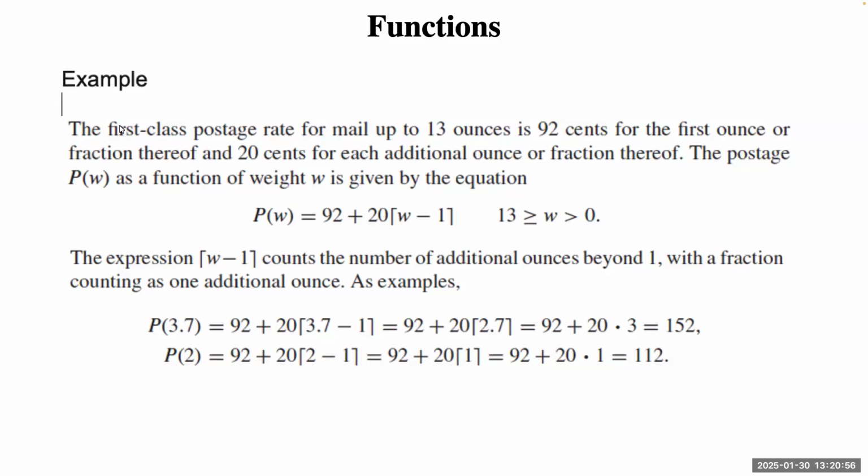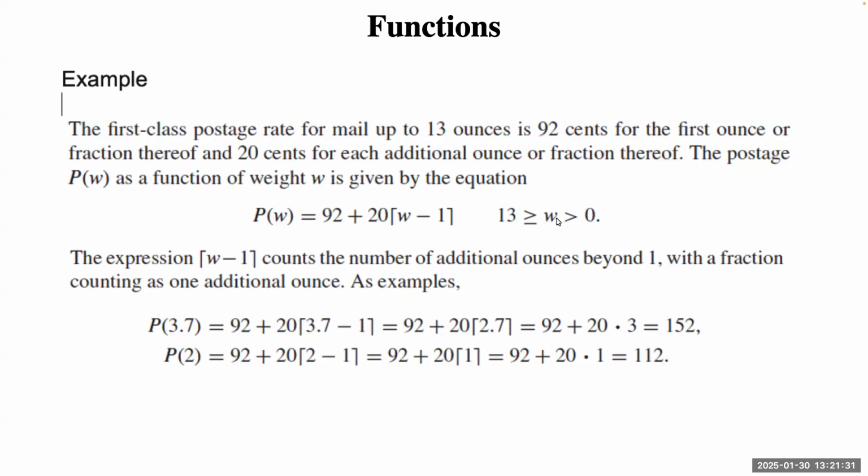Good. So here you have up to 13 ounces. This is 92 cents for the first ounce plus additional. So you have 92 cents plus 20 cents for each additional ounce. But you don't want to multiply the 20 cents for ounce number 1. So you have to say weight minus 1. So if I only buy 1 ounce, P of 1 will be 92 plus 20 times the ceiling of 1 minus 1. 1 minus 1 is 0. 20 times 0 is 0. So you just get 92 for 1 ounce.